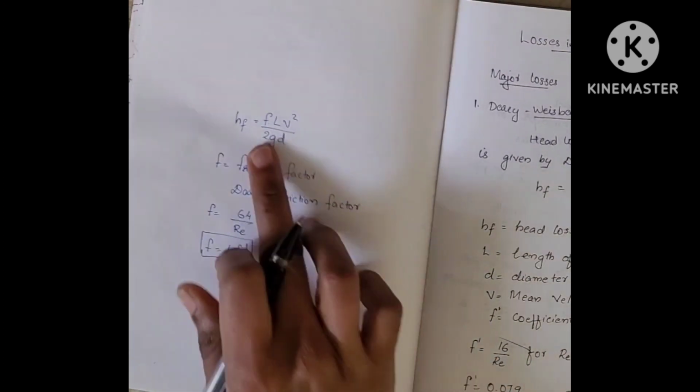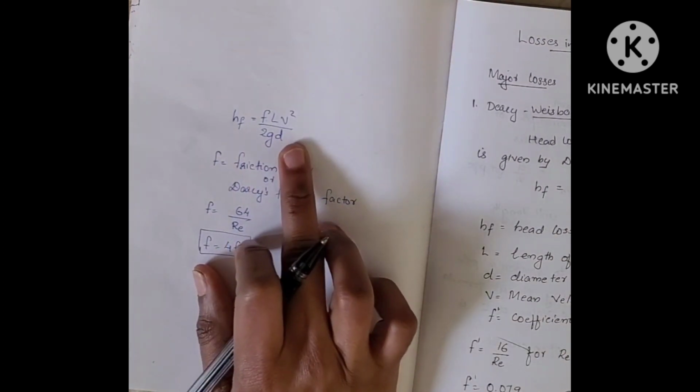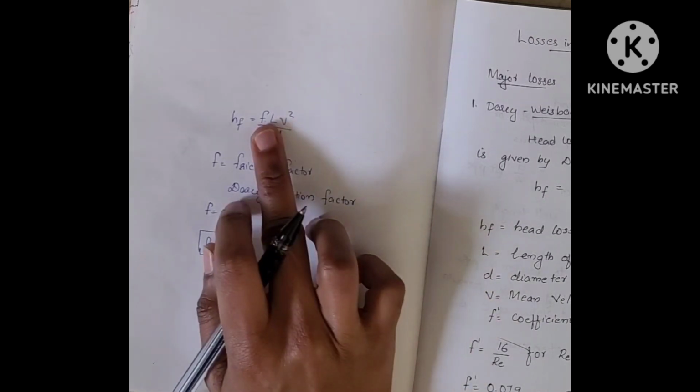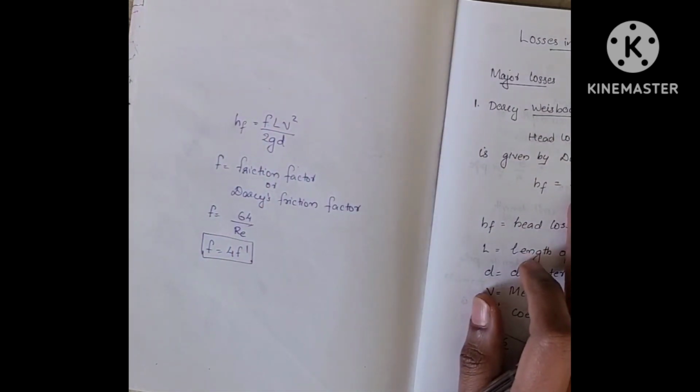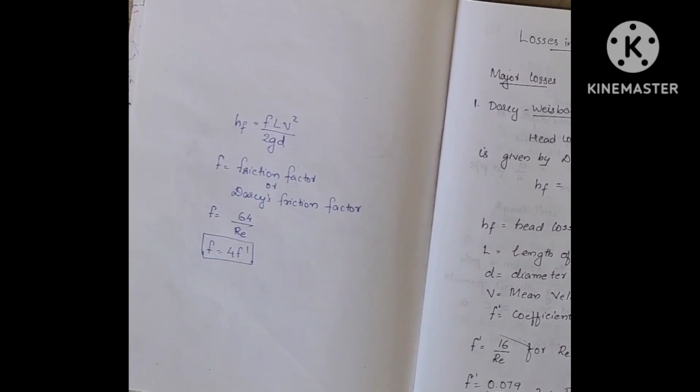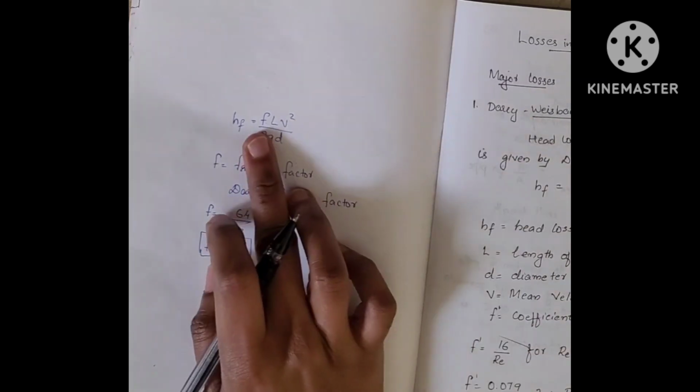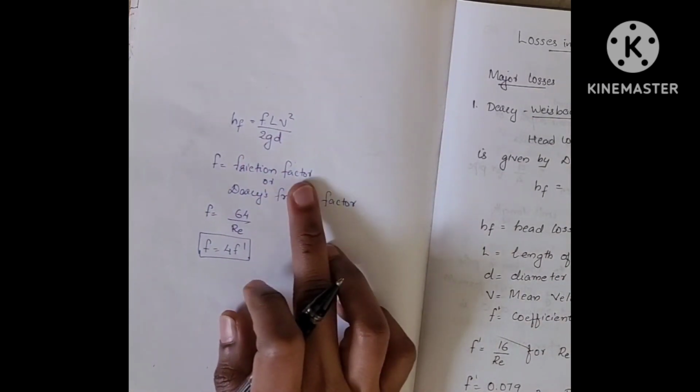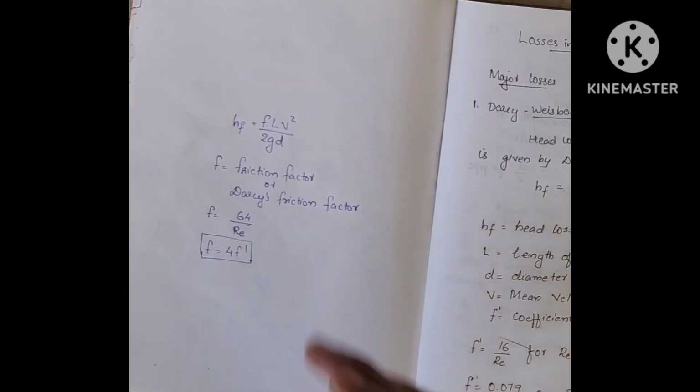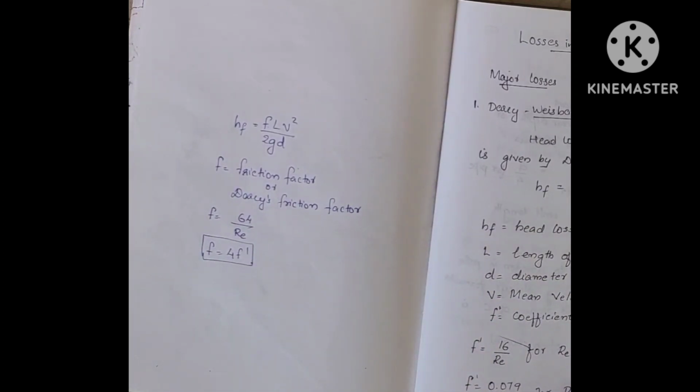We also see another equation, that is hf is equal to f L V square by 2gD. Here f is equal to 4f'. f' is coefficient of friction and f is called friction factor or Darcy's friction factor. And f is found out by using the equation 64 by Re.